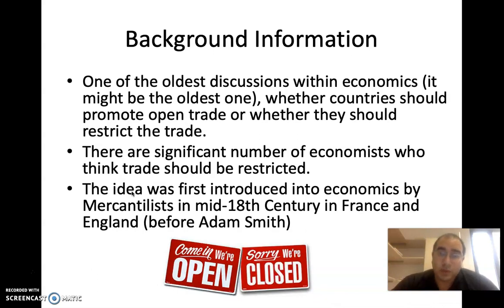So on trade, what can we tell? Basically, we can tell that Adam Smith and Ricardo, the two earliest economists, were pretty much pro-trade. First, Adam Smith argues that trade allows countries to specialize in production of certain products.